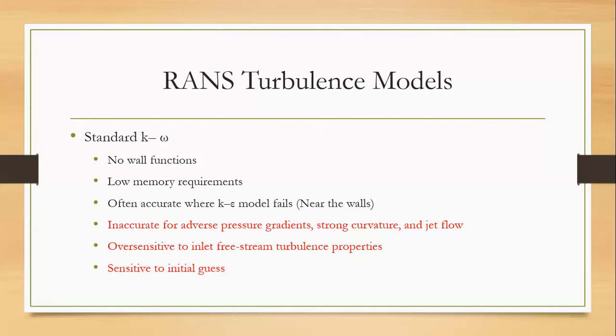And next, it is also very oversensitive to inlet turbulence properties. So what we can do at the inlet is define how turbulent the flow is. And if that definition is not actually correct, it won't give the expected results. Let's say you are comparing your results with some experimental analysis done in a wind tunnel. In a wind tunnel, the turbulence is very low. So we have to change the parameter.